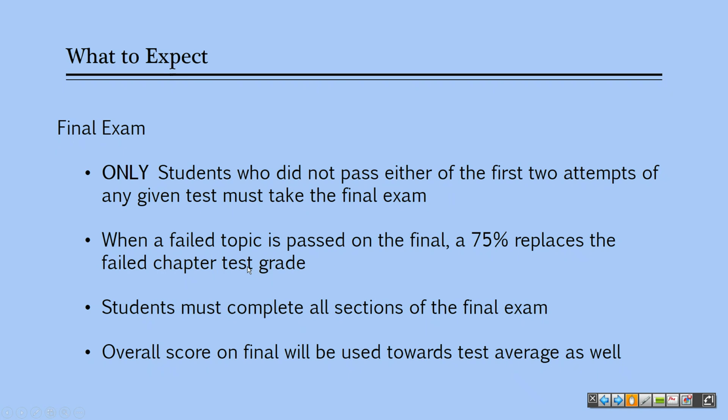The final exam is comprised of topics, and if you can pass the topic that you failed on your original test, you can replace that failed test grade with a 75%. You have to complete the entire final, though. Even on chapters that you've already passed, you'll take the entire final, and then that entire final exam grade will be used as an additional test grade. But any test that you failed, if you've passed that portion of the final exam, that failing test grade will be replaced with a 75.